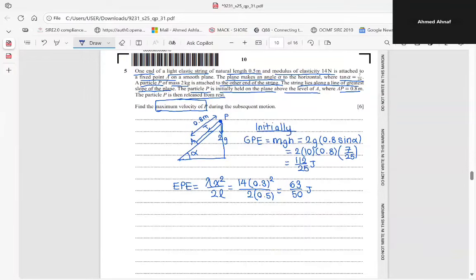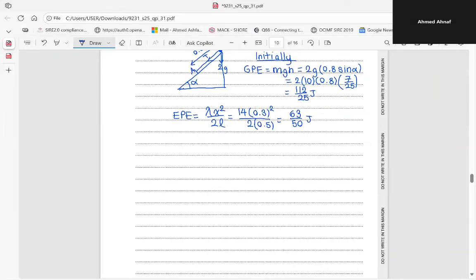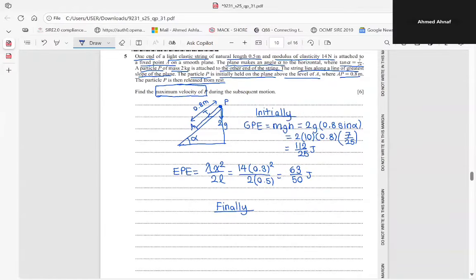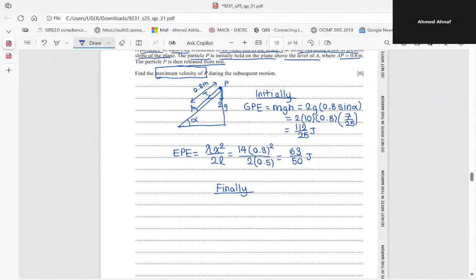All right, so now we're going to find the final energy when P is experiencing maximum velocity. Okay, so to do that, when P is at maximum velocity, P should not be experiencing any change in velocity, hence no acceleration, and it should not be experiencing any resultant force. So all the forces should be in equilibrium.